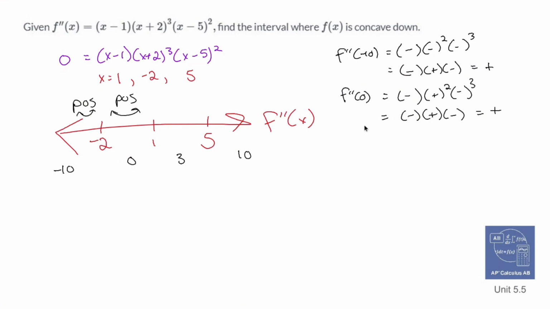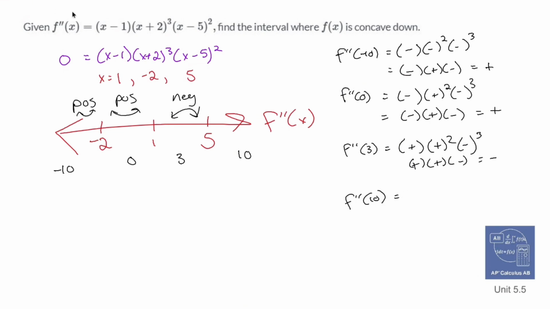All right. F double prime of what else? 3 is going to equal 3 minus 1, which is positive. 3 plus 2, which is positive, squared. 3 minus 5, which is negative. So I'm going to get a positive times a negative cubed, which is going to be a positive times a negative, which is a negative. So you are concave down. How nice.